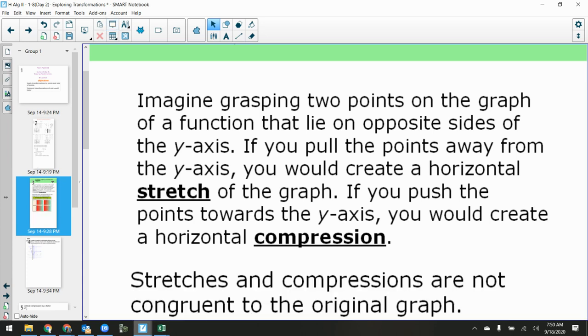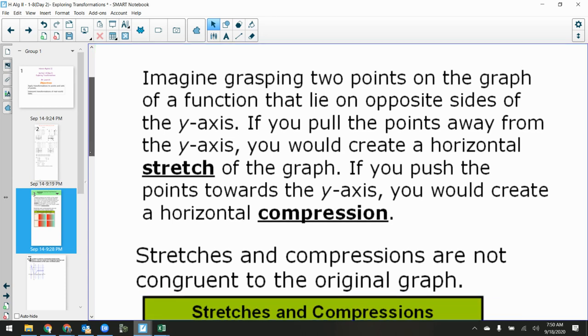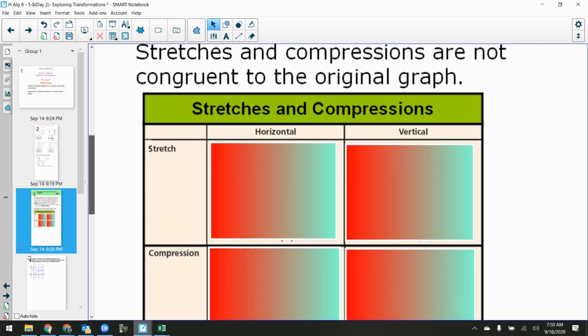We can have both vertical and horizontal stretches and compressions. They all deal with a particular axis. You're either stretching or compressing toward the x-axis or the y-axis. Now, stretches and compressions are not congruent to the original graph. We have to get that in our brains. It is not going to look the same anymore. It's going to look generally similar, but not the same. Where shifting around preserves congruency, stretches and compressions do not.